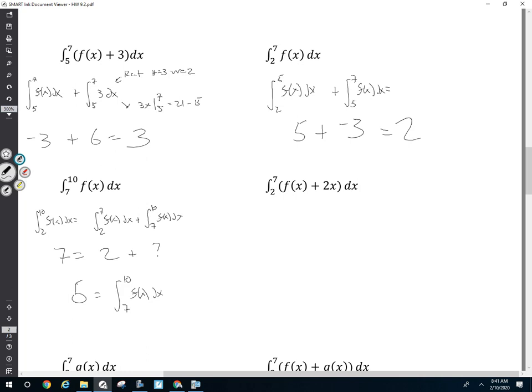2 to 7 of f plus 2x. This is when I would split it up because this is not just going to be a rectangle. This will be like a trapezoid.